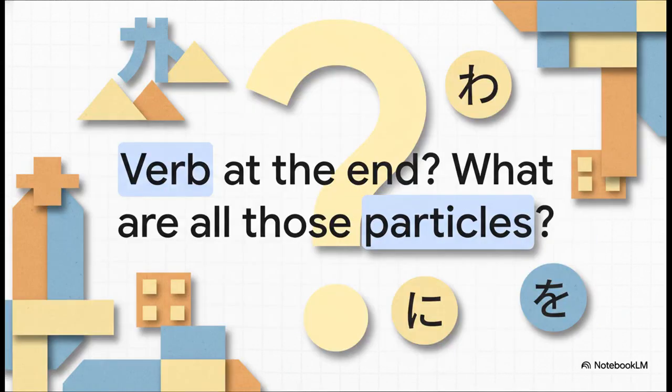So, what's the deal here? Why is that verb all the way at the end? And what are all those little particles? You know, the wa, ni, and o. What are they even doing? How does this all come together and actually make sense? All right, let's dive right in and break this whole thing down piece by piece.